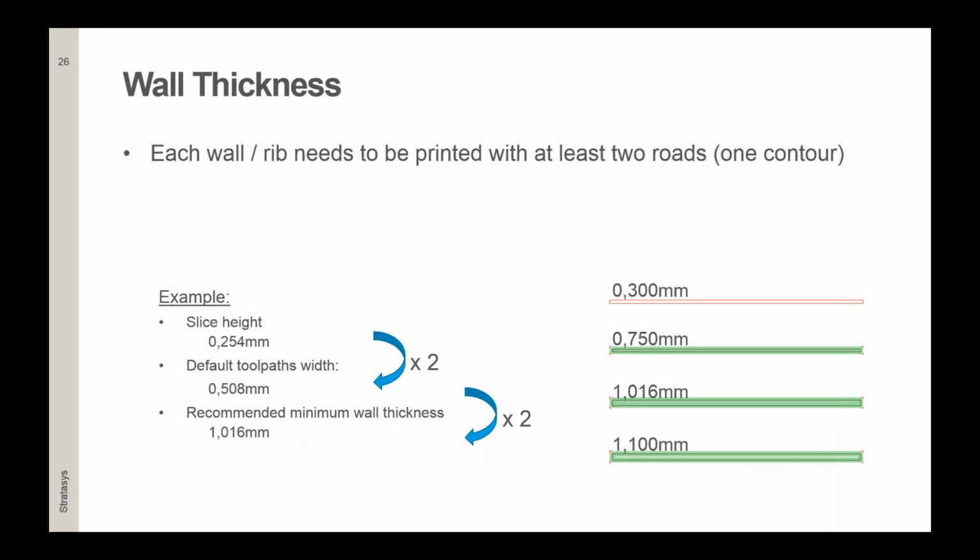And this all comes down to the wall thickness. Slice height and toolpath together play a role in the wall thickness, and every wall is printed with at least 2 roads, or as we mentioned before, toolpaths. It is recommended to have a minimal wall thickness of 2 times the toolpath width, where the default toolpath width is also 2 times the slice height. So the recommended wall thickness will be 2 times because we have 2 roads around the thin wall, and the default toolpath width is usually 2 times the slice height.